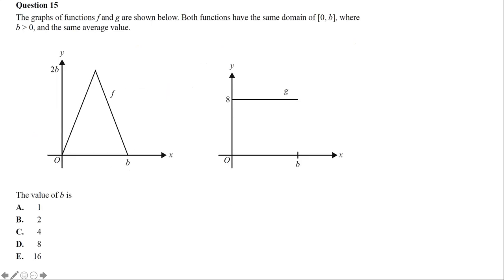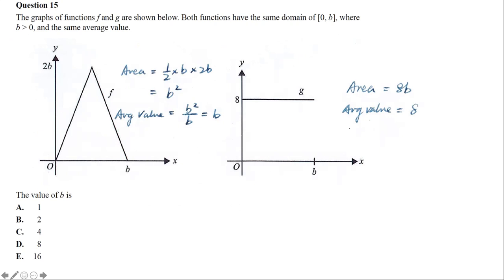Question 15. The graphs of functions f and g are shown below. Both functions have the same domain of 0 to b, where b is a positive number, and the same average value. Basically, the left-hand side graph is a triangle, so the area is half times b times 2b, which is b squared. The average value is the signed area divided by the interval length, which is b.